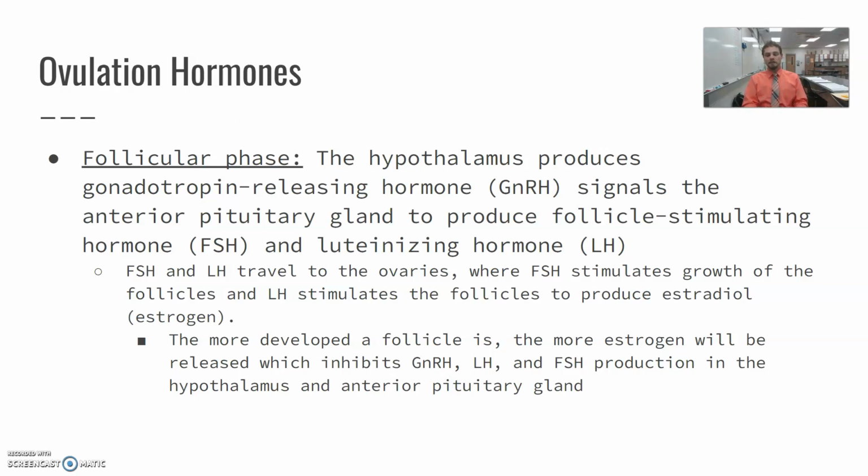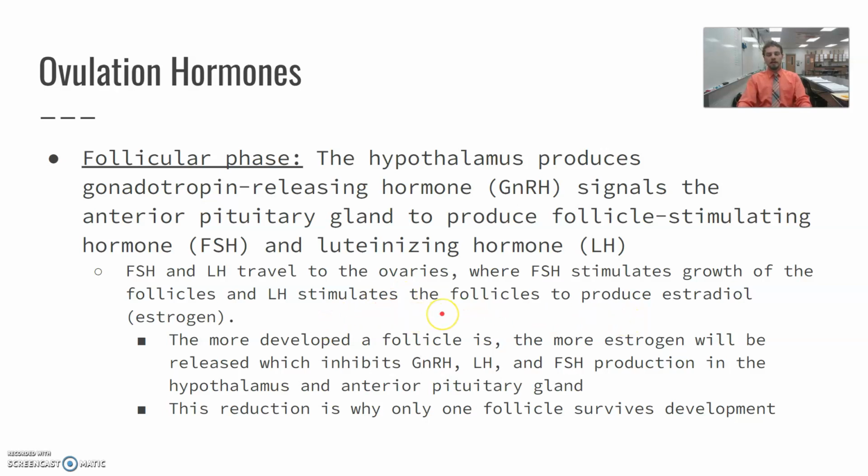And so when you get higher levels of estrogen, that's actually going to be negative feedback and inhibit gonadotropin releasing hormone, luteinizing hormone, and follicle stimulating hormone in that hypothalamus and anterior pituitary gland. And so this reduction is why only one follicle survives. Basically, you aren't getting more FSH and LH causing more follicles to continue to grow and develop, because they're being negatively inhibited by the one follicle that is reaching that end of stage, that more mature stage.